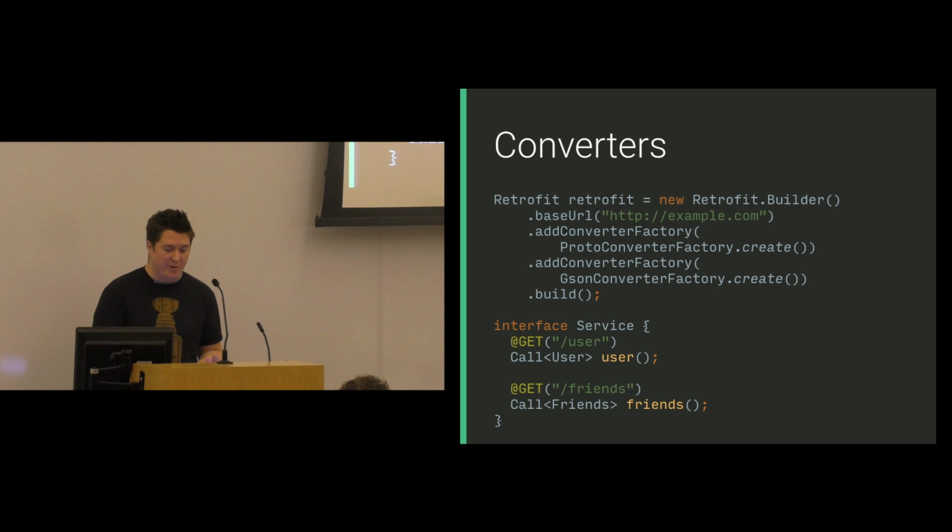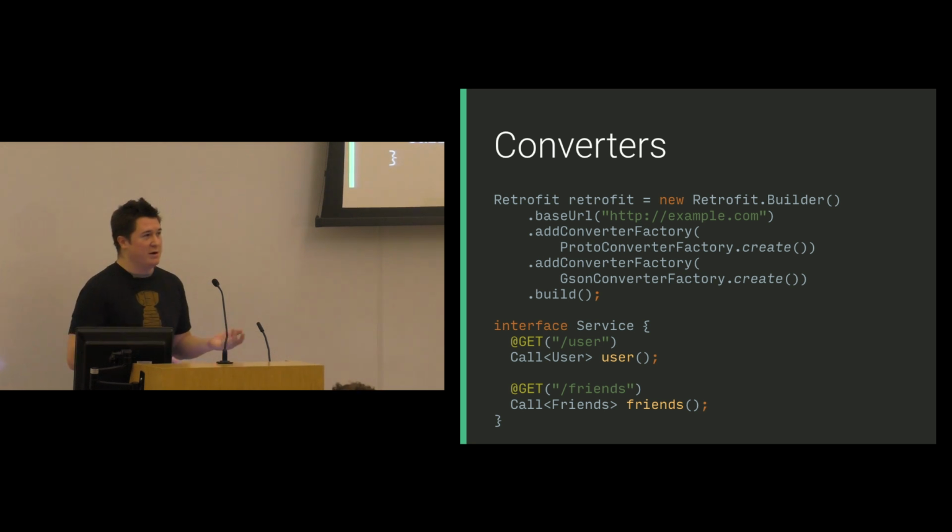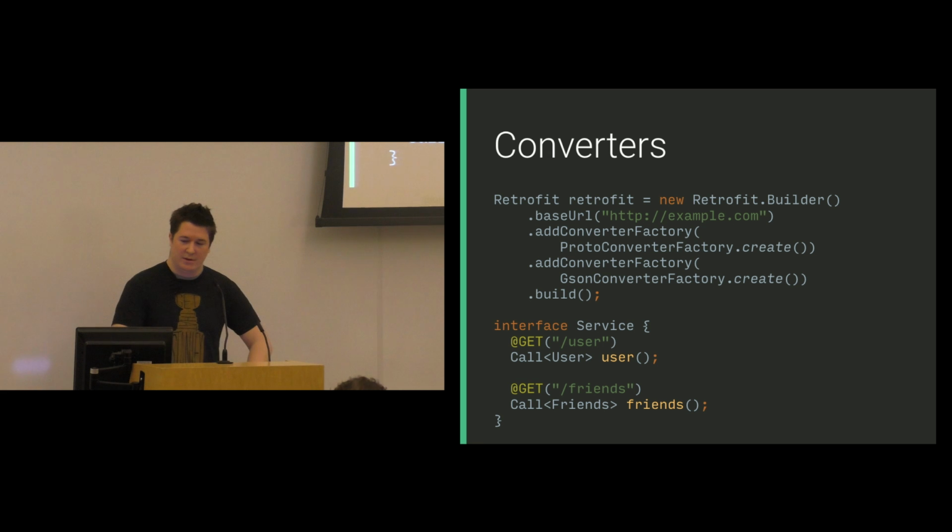One's for proto, and there's also one for a library called Wire. Those are very specific to the types that they handle. The JSON ones, which are Gson, Jackson, there's one called Moshi, and the XML converters, they say yes to everything.